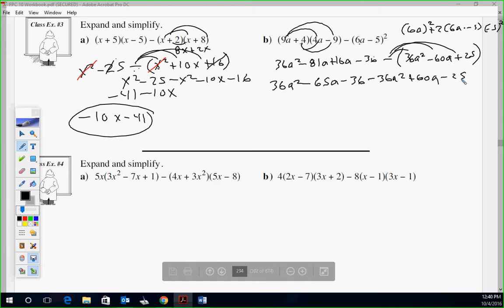So we're going to go through and combine our like terms. 36a squared minus 36a squared. Done, done. It's gone, right? Negative 65a plus 60a, that's a negative 5a. Done, done. I like to cross mine off as I go. It helps me stay organized. Negative 36 minus 25 is negative 61. Negative 5a minus 61.